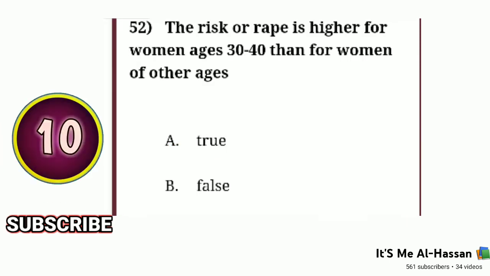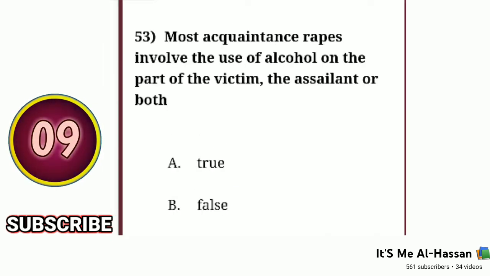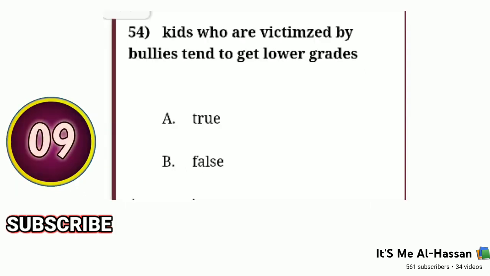52. The risk of rape is higher for women ages 30 to 40 than for women of other ages. 53. Most acquaintance rapes involve the use of alcohol on the part of the victim, the assailant, or both. 54. Kids who are victims of bullies tend to get lower grades.